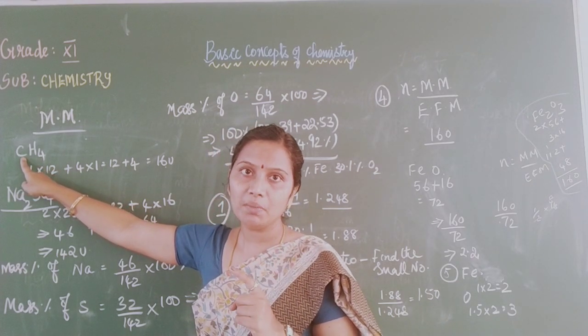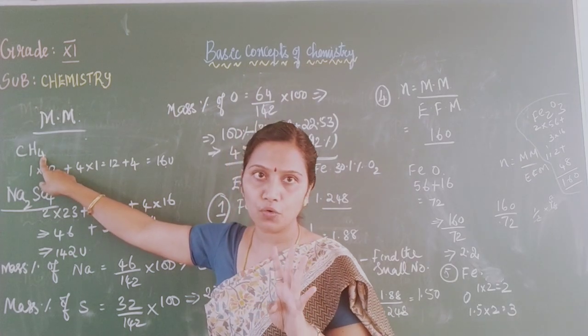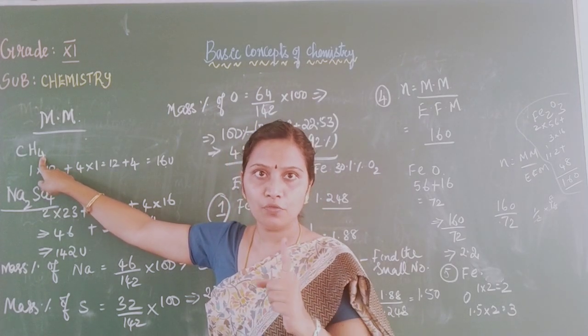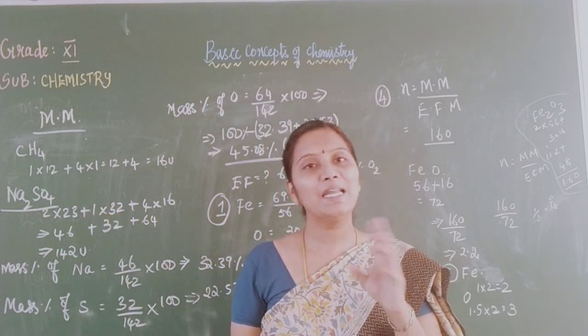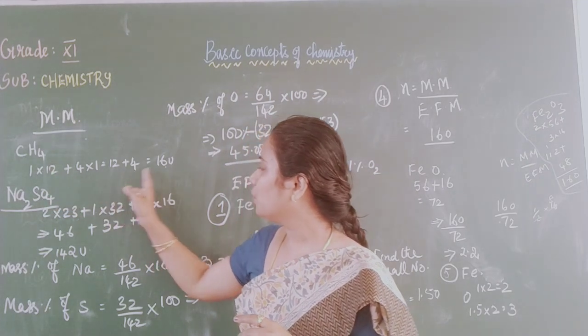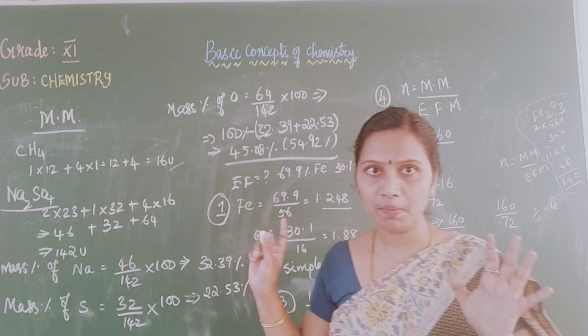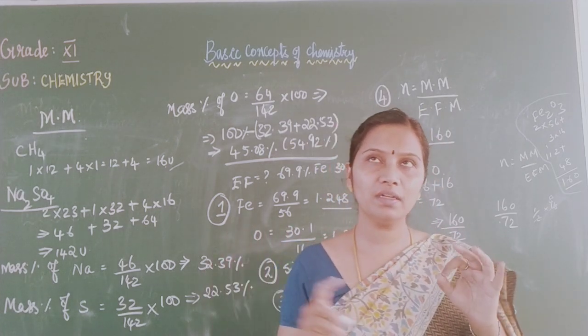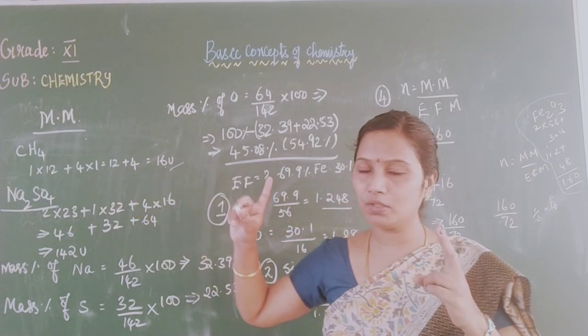CH4. Okay, how many carbon is there, children? 1. What is atomic mass of carbon? 12. So 1 into 12 plus how many hydrogen? 4. What is atomic mass of hydrogen? 1. Number of atoms? 4. So 4 into 1. So 12 plus 4 is 16 units. This is unified mass. Clear? Okay, first problem clear. I think I have solved carbon dioxide and water previously, while doing molecular mass, I solved those two.